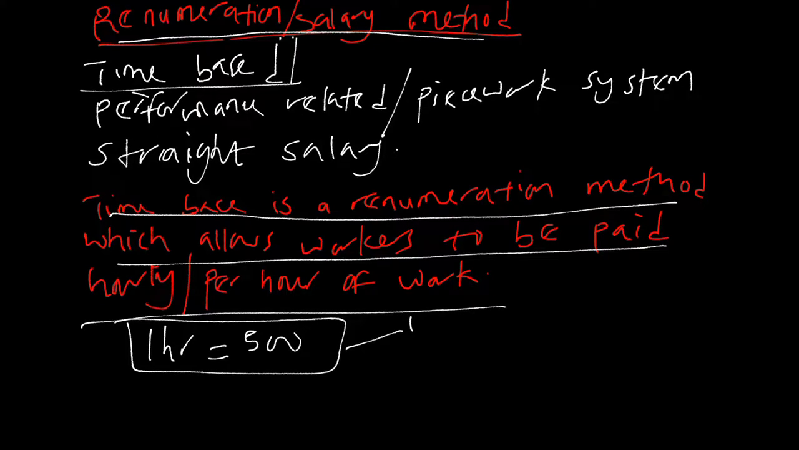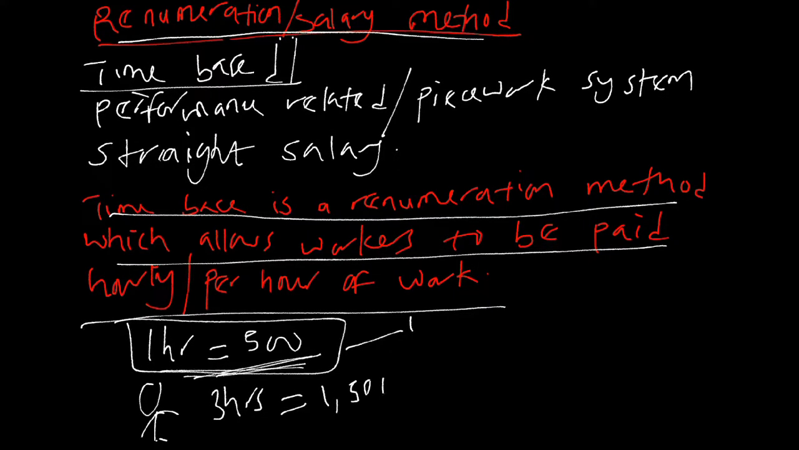So if a worker works for 3 hours following this payment method, since 1 hour is 500, 3 hours will be 1,500. And if a worker works for 5 hours, it will be what?